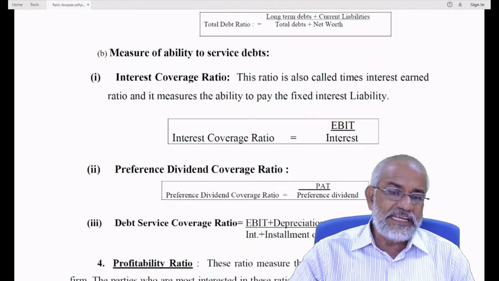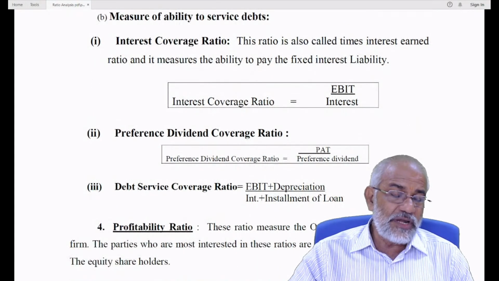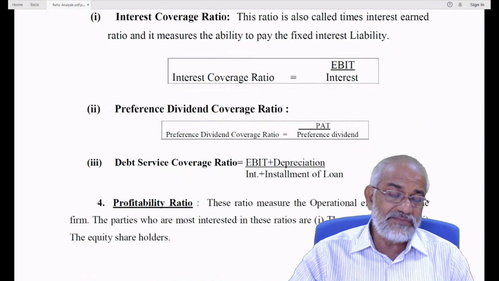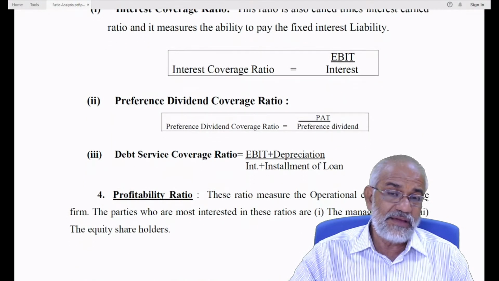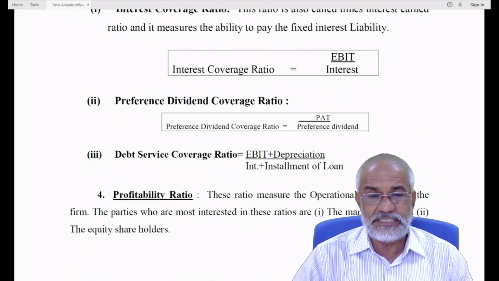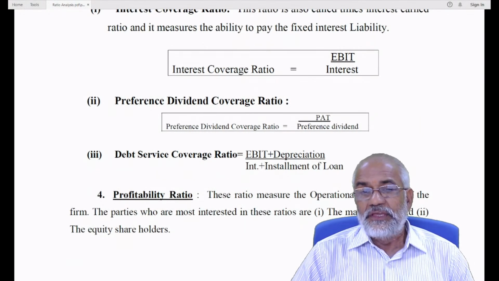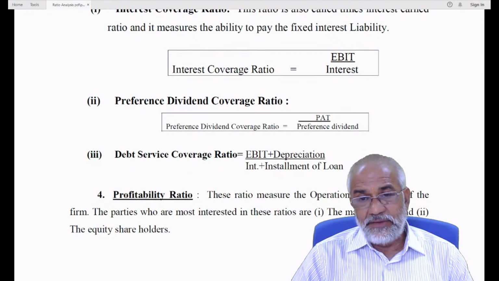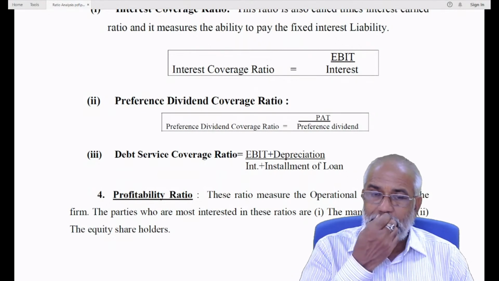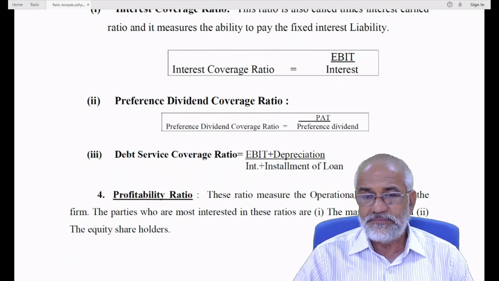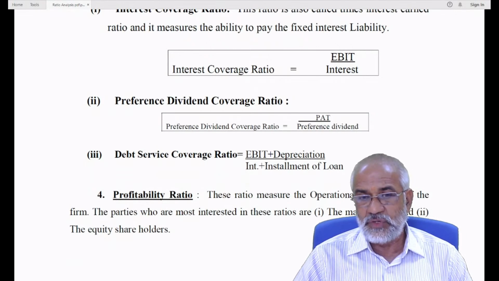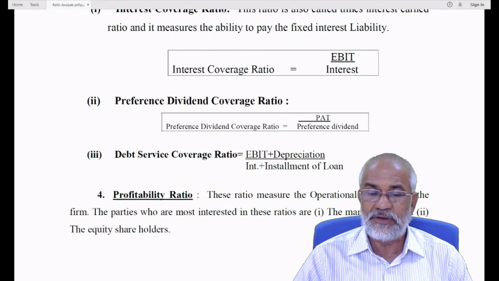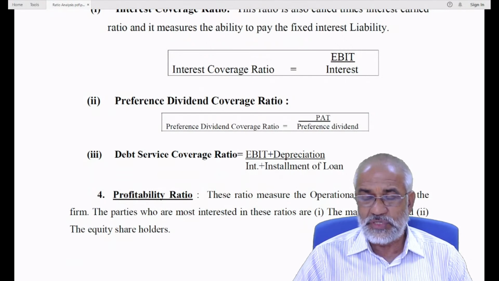Then the next one is the debt service coverage ratio, which is an important ratio in case of banks and financial institutions for making advances, particularly in case of term loans. It is based on net cash accrual. Net cash accrual is computed by earning before interest and tax plus depreciation. Depreciation is a non-cash item. Depreciation is the gradual decrease in the value of fixed assets due to wear and tear, passage of time, or obsolescence.